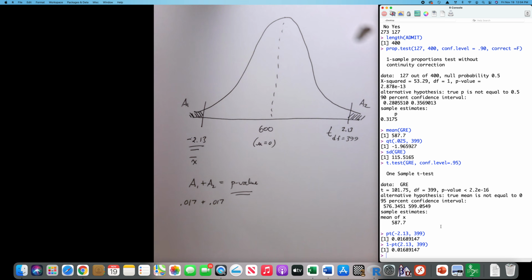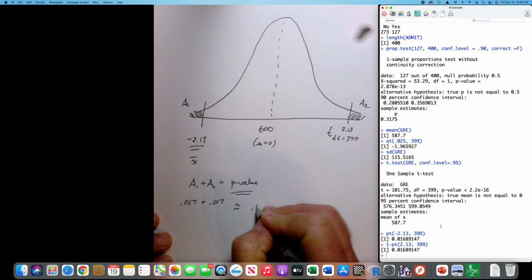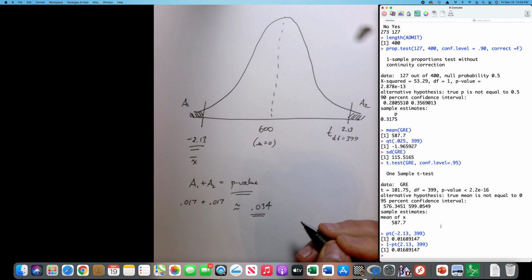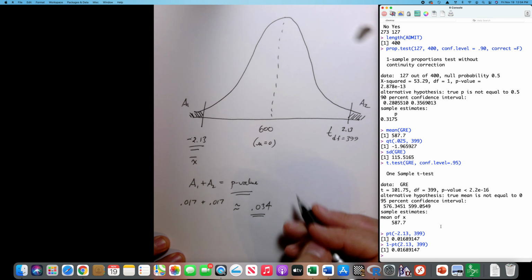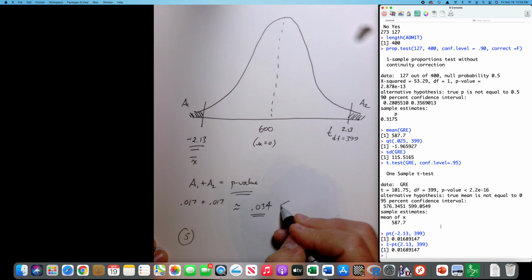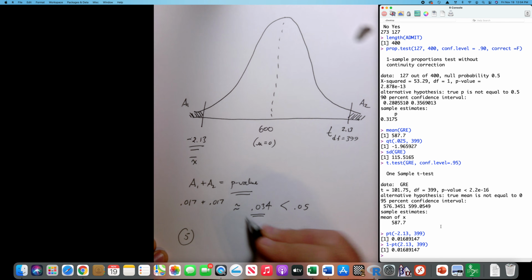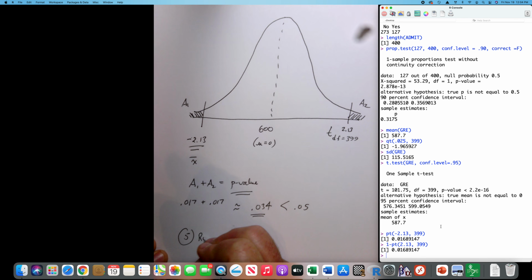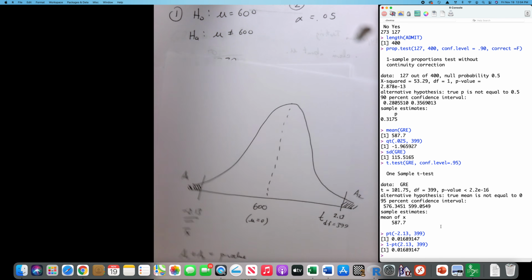So I add those two together, and allowing for a little bit of rounding, I get a p-value of 0.034. The next step, step number 5, is we compare our p-value to our alpha. Well, our alpha is 0.05 and our p-value is less than 0.05, so we reject H sub 0. H sub A is more likely. H sub A again is what? That the mean is not equal to 600.